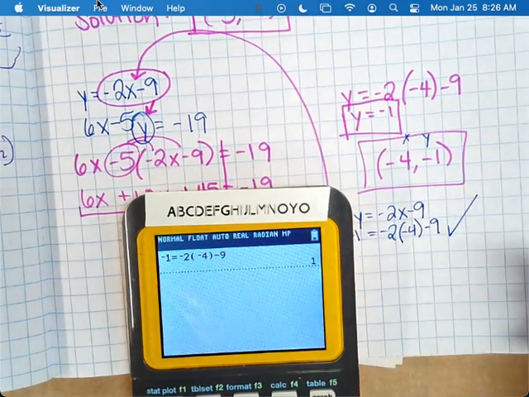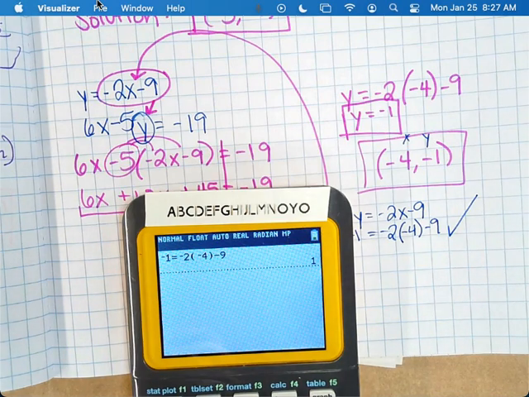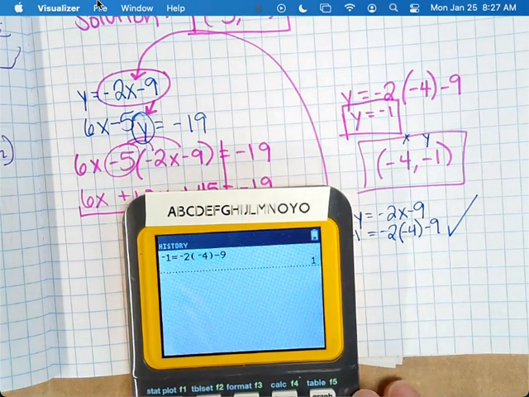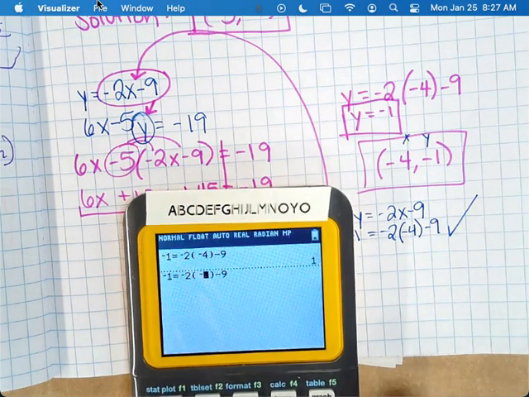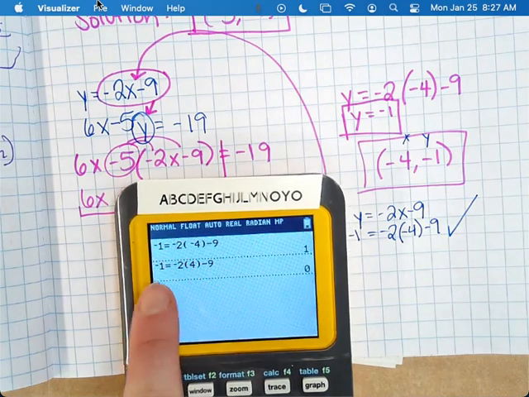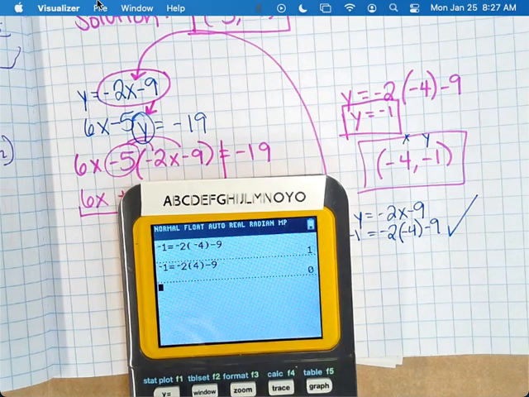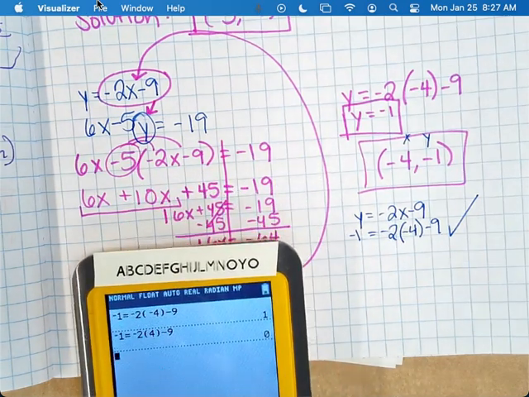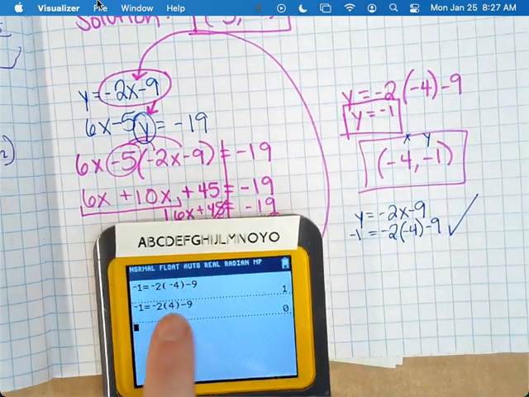What happens if you get 0? Let's say I put in a +4 instead. 0 means that is not true. 1 means true, 0 means false. Wait, so we were wrong? No, I just changed that negative.